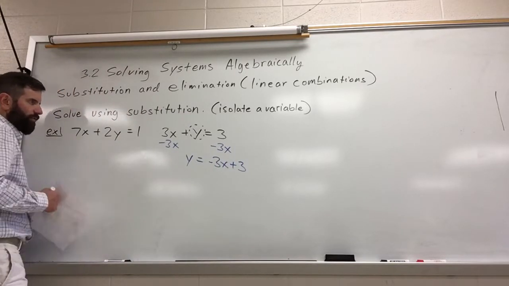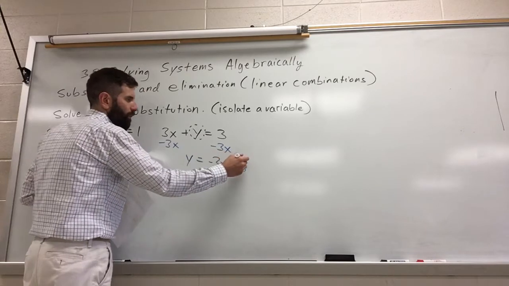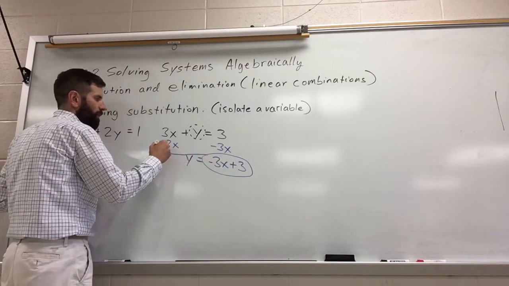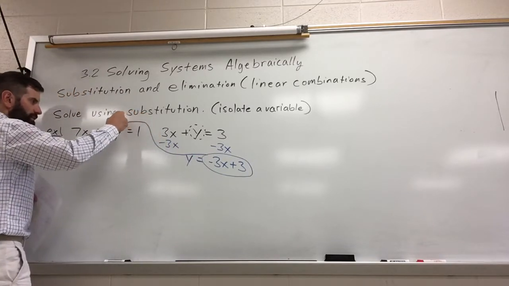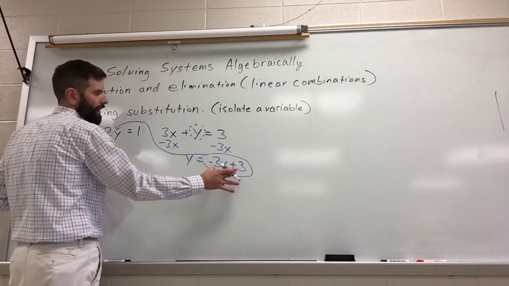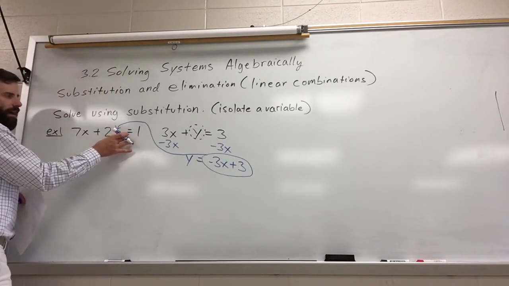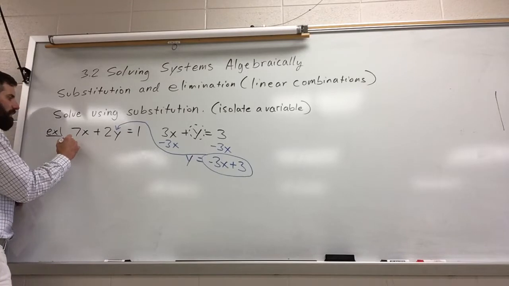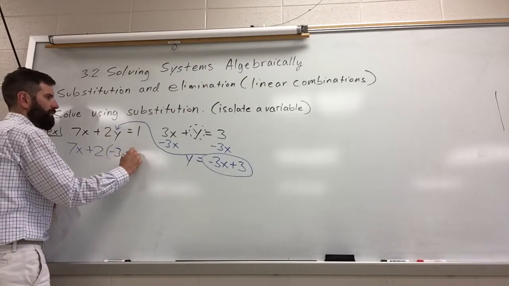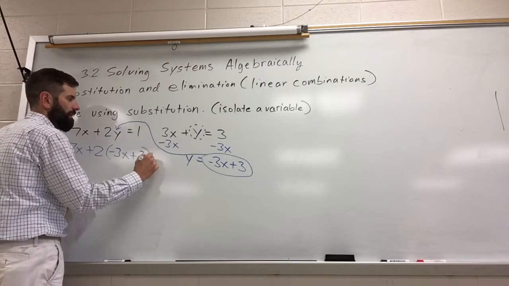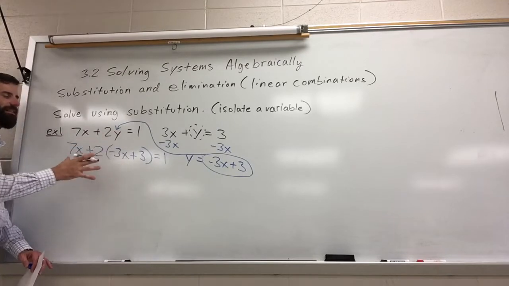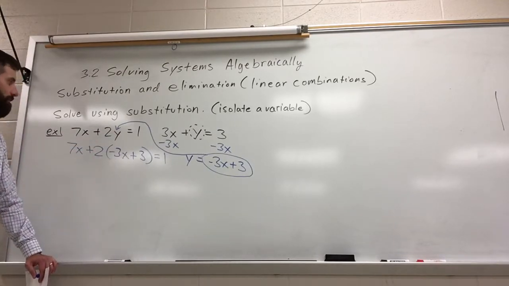Now I circle what y is equal to, and I substitute what y is equal to into the other equation for y. Y is equal to negative 3x plus 3. So over here where y is at, I'm going to put negative 3x plus 3. So I rewrite my equation, substitute negative 3x plus 3 in, and now instead of having an x and a y, I just have x's. And I'm going to be able to solve this.